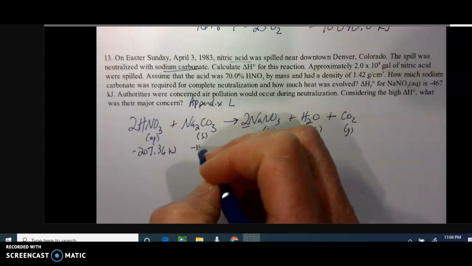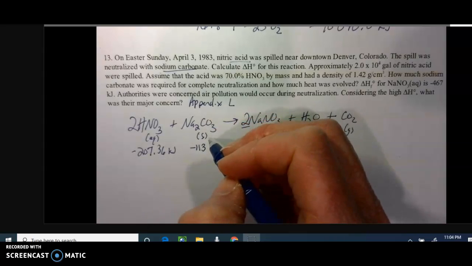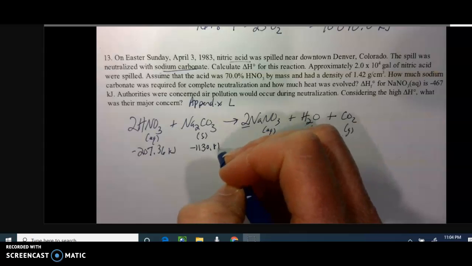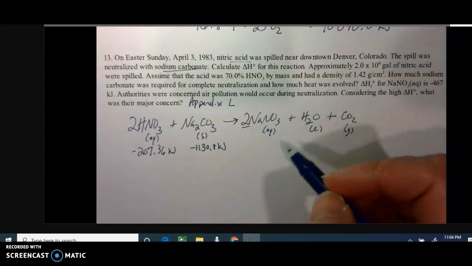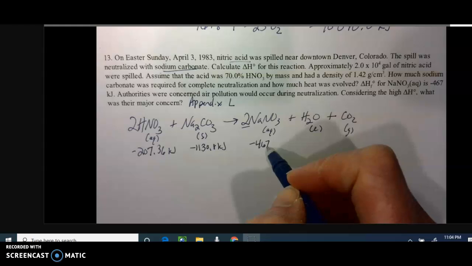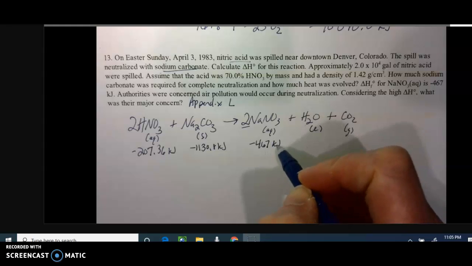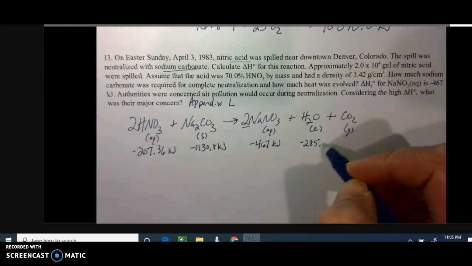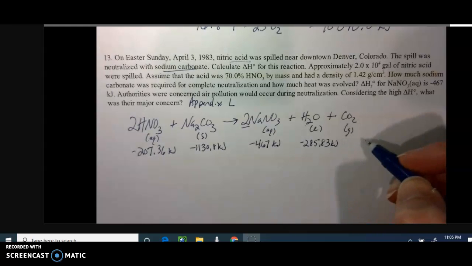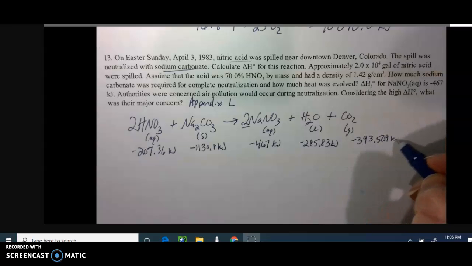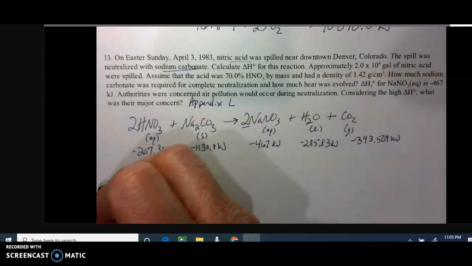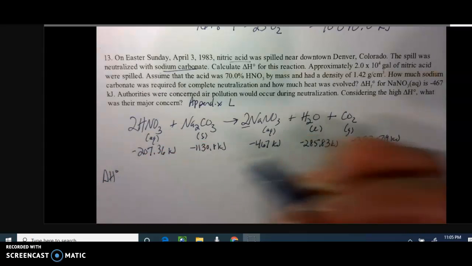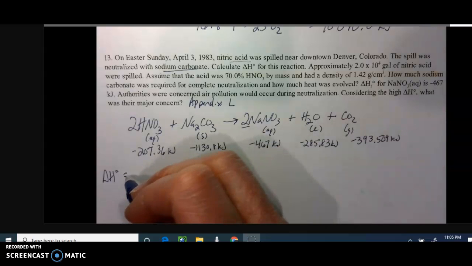Sodium carbonate, negative 1130.8 kilojoules. This one's given, it's not in the back of the book, that's why this one I'm giving you. Water, negative 285.83 kilojoules, and CO2, negative 393.509 kilojoules. So I'm going to do heat of reaction from the moles times the products.